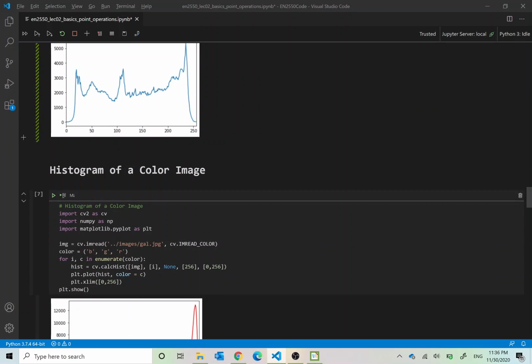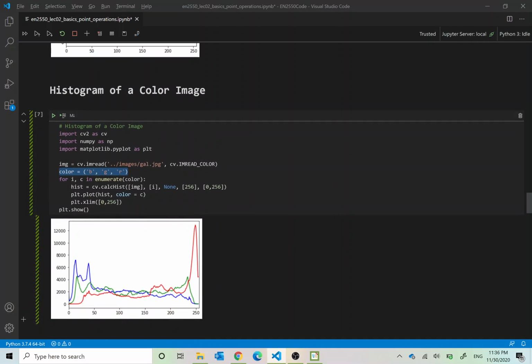For a color image, you read this image as a color image, and then as we saw before, we have RGB in this tuple, and then we get the histogram for each of the colors. So the indices will be 0, 1 and 2, and then we plot them in those colors. Okay.